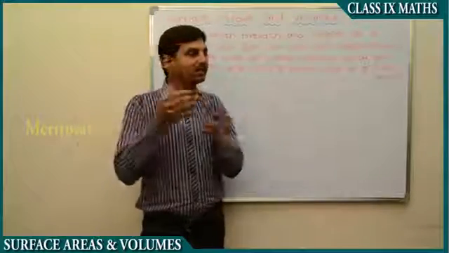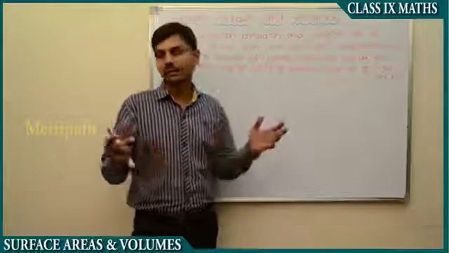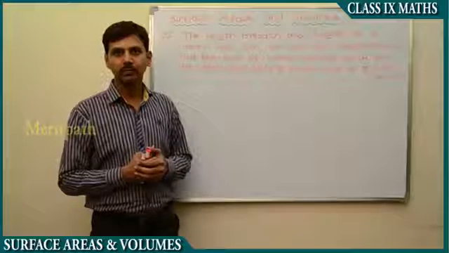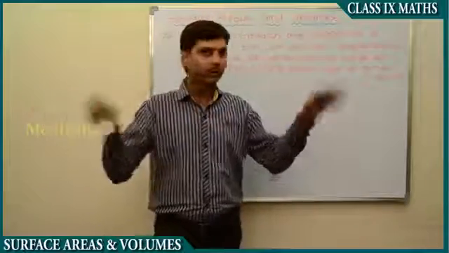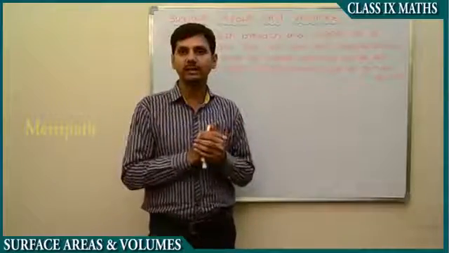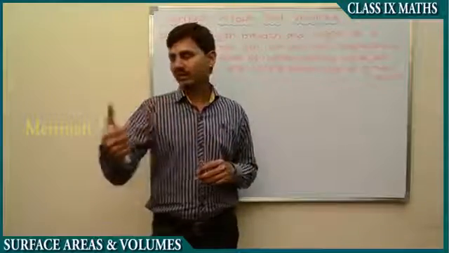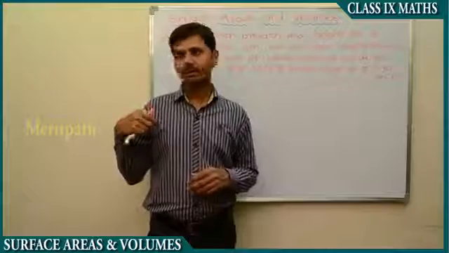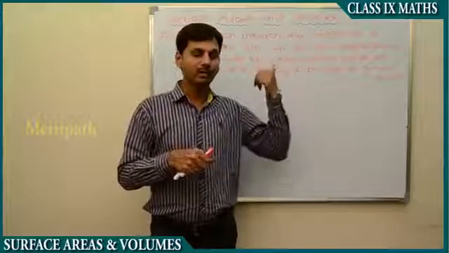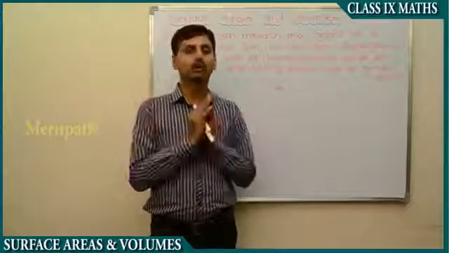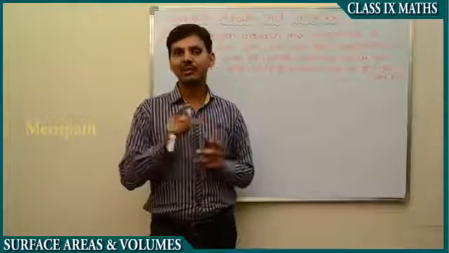So the area of the 4 walls, we discussed the formula in the previous class, that is 2h into (L plus B). Here, 4 sides: 1, 2, 3, 4. Length into height, breadth into height, length into height, breadth into height. In this manner we take and add all the 4 sides of this room. Then we get 2h into (L plus B).